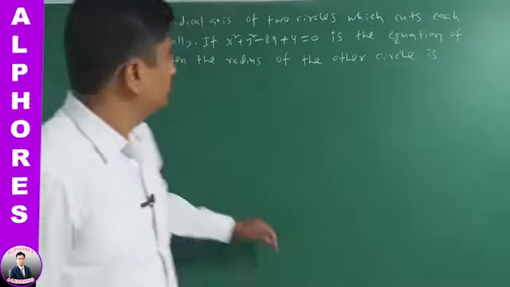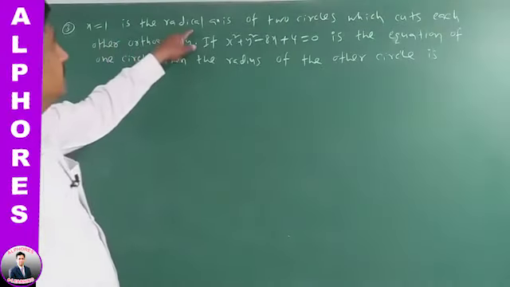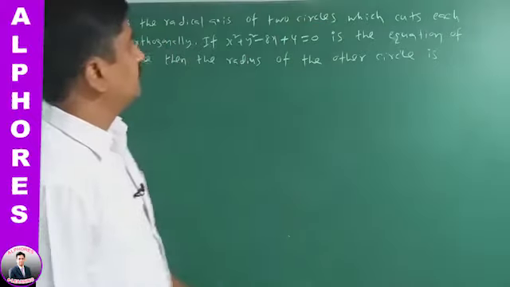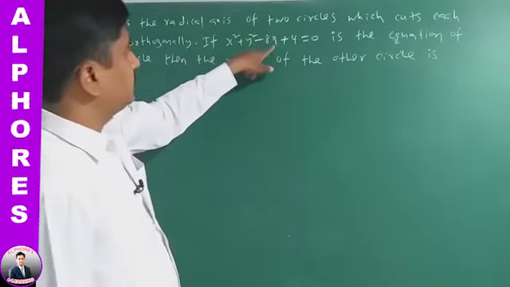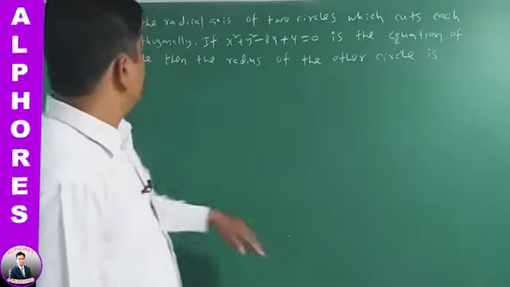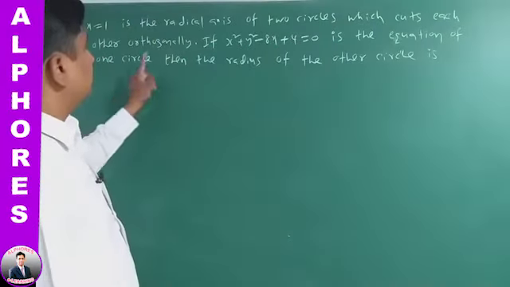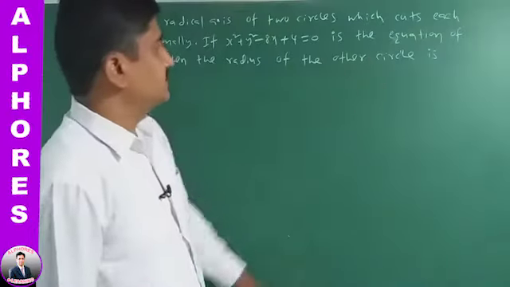Next problem. x equal to 1 is the radical axis of two circles which cut each other orthogonally. If x square plus y square minus 8x plus 4 equal to 0 is the equation of one circle, then the radius of the other circle is.